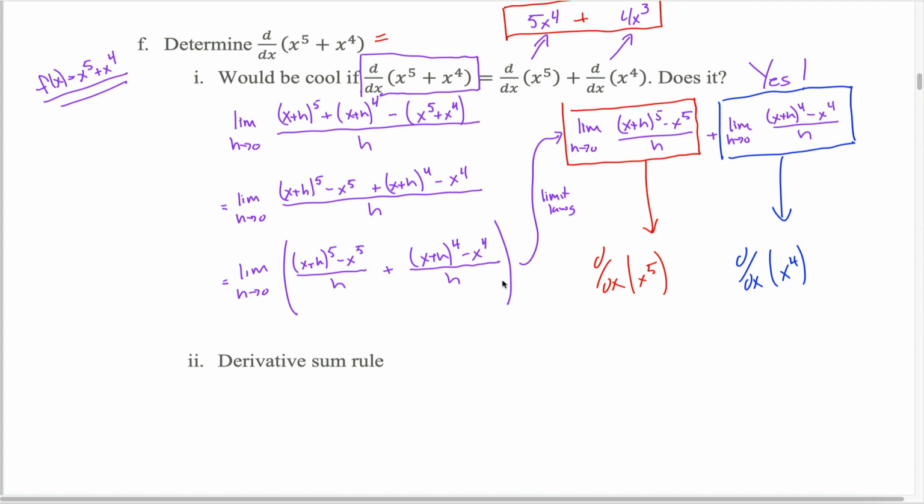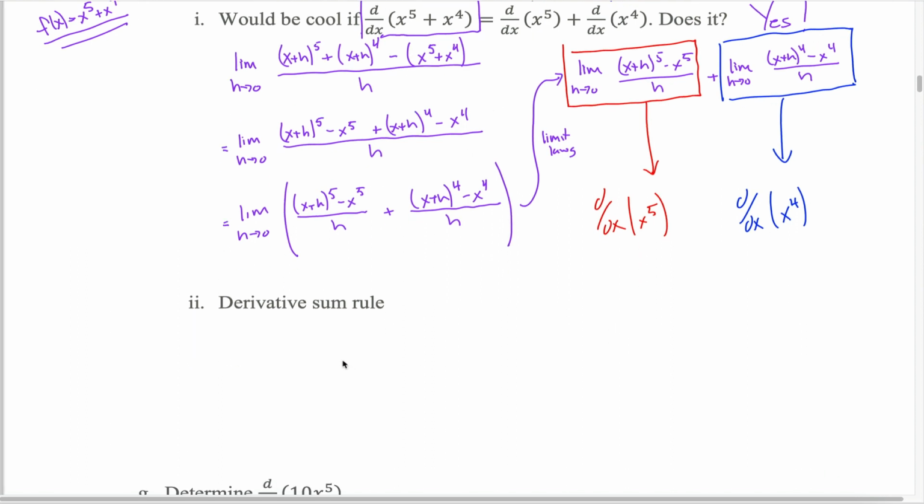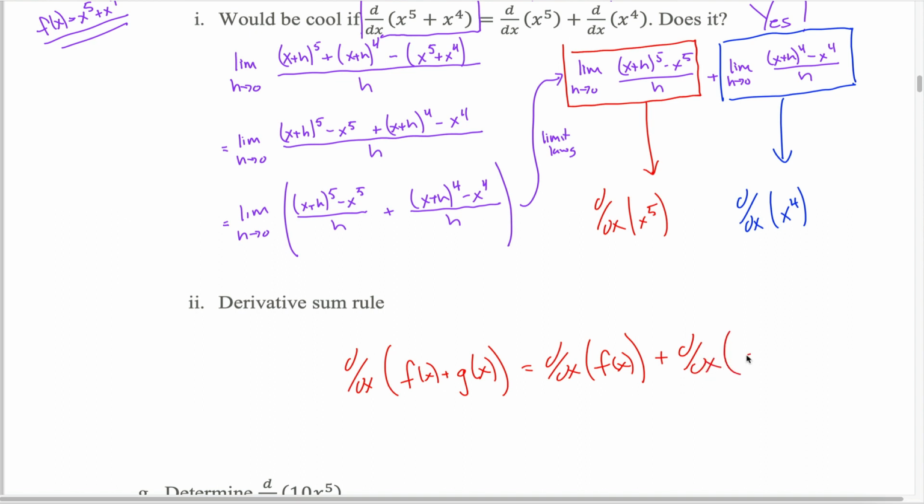These same algebraic steps will work no matter what function you have right here and what function you have right here. You could copy every single one of these steps except change all the references to x to the fifth power into, I don't know, f of x, and all the references of x to the fourth power into g of x. And what you would be doing is proving that the derivative of a sum of two functions, f of x plus g of x, is the exact same as the derivative of the first function, f of x, plus the derivative of the second function, g of x.